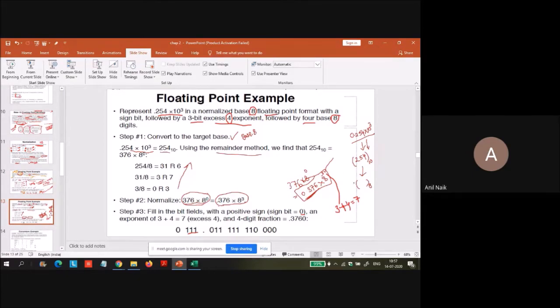And the mantissa part, this one, 376. So you have to make it 4 digits, by adding a 0: 0.3760. And the binary of that. So this is how the computer understands. So you have to convert this number from base 10 to this form, this is in octal form. So in this way we have to represent the number.